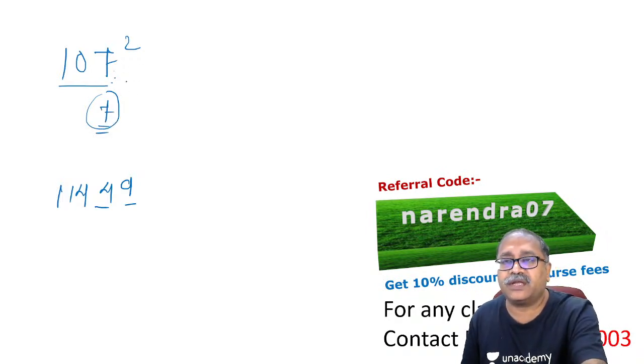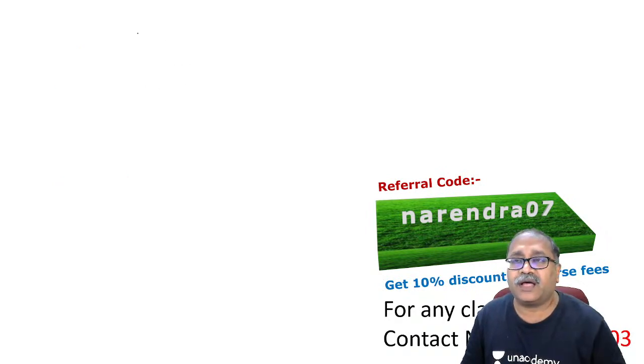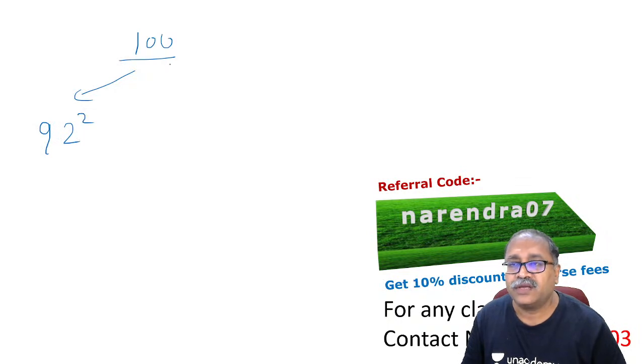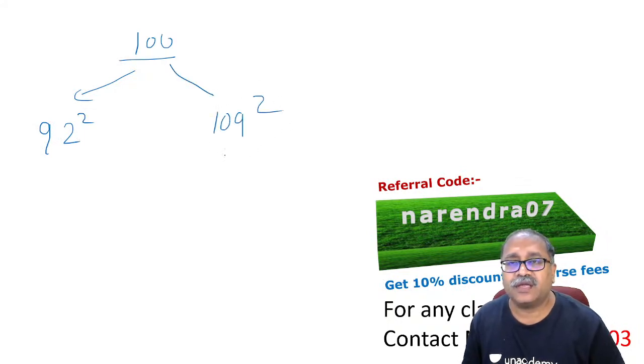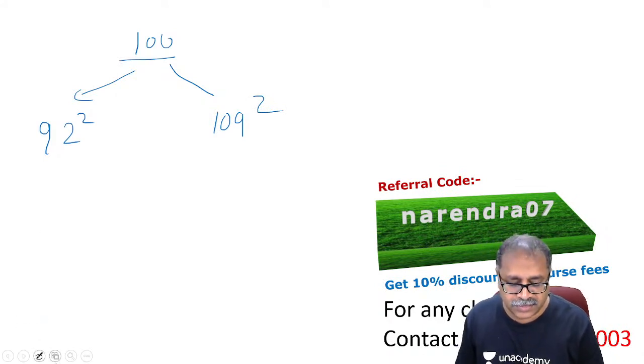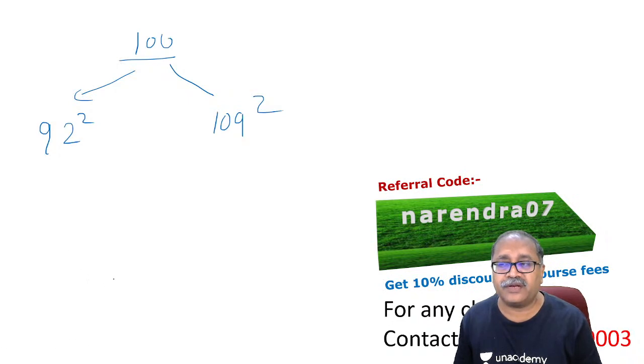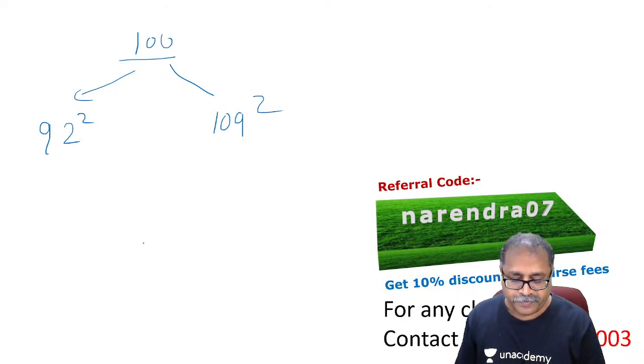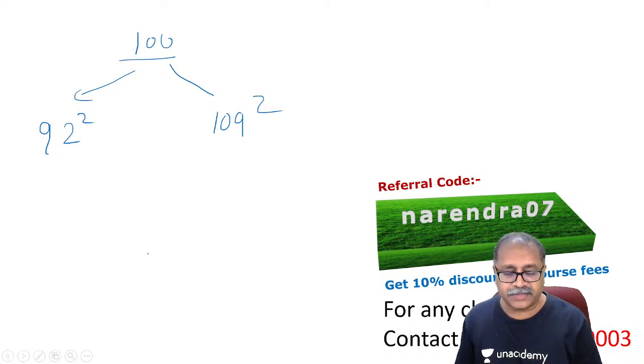Now the same way, we understood that if the number is less than 100 or greater than 100, how do we answer it? So here it is 100, and if I ask you, my friends, find out 92 square, and if I ask you to find out 109 square, can you please answer this? May I wait for a couple of minutes?